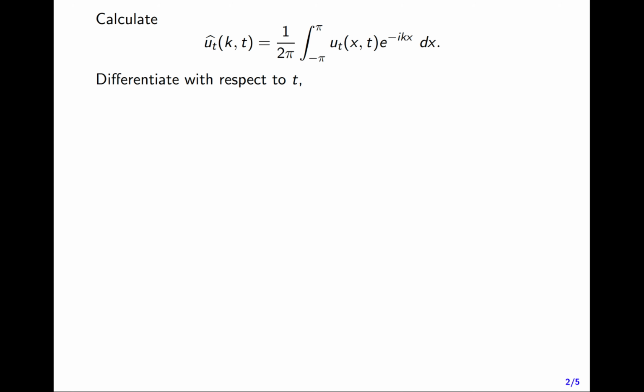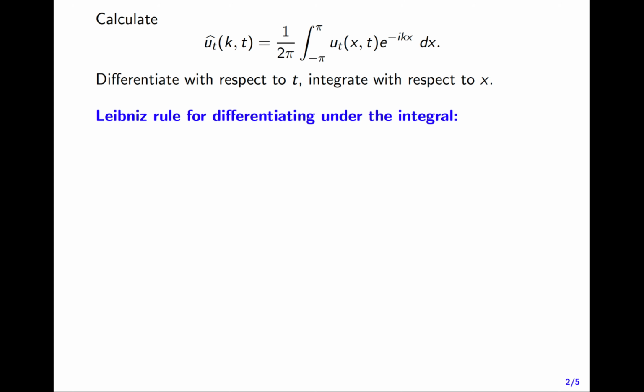Note carefully what's happening inside the integral. I'm differentiating u with respect to t, but I'm integrating with respect to x. So the variable for the derivative and the variable for the integral are different. This isn't a fundamental theorem of calculus thing where the integral and the derivative will cancel each other out. Instead, we need something new called the Leibniz rule for differentiating under the integral. Here is a hand-wavy explanation of what happens so we can get on with our PDE problem, and at the end of the video we'll come back to the rule in more detail.